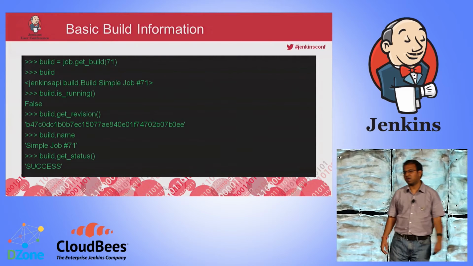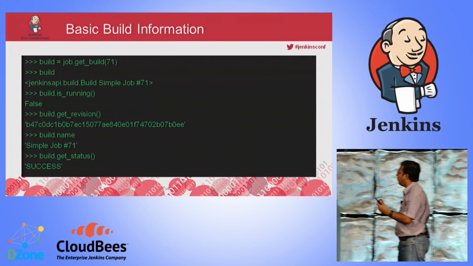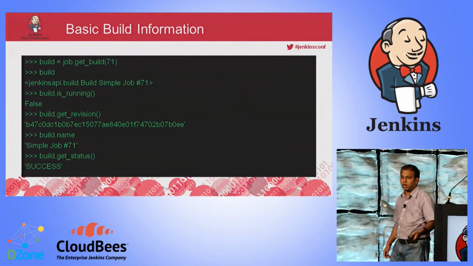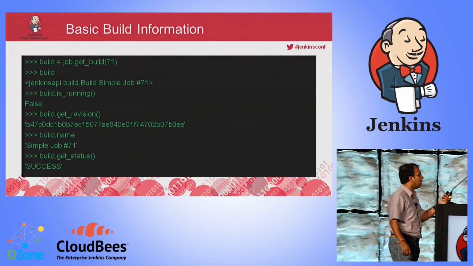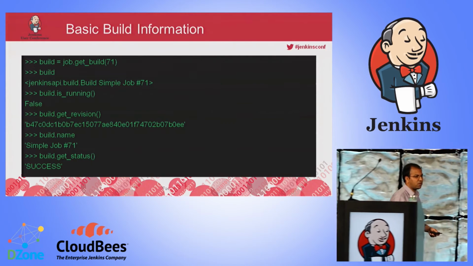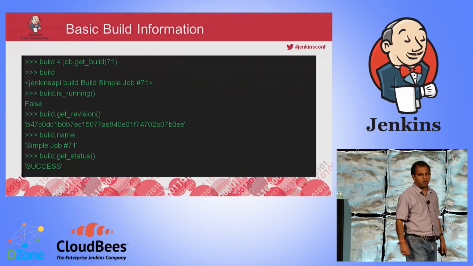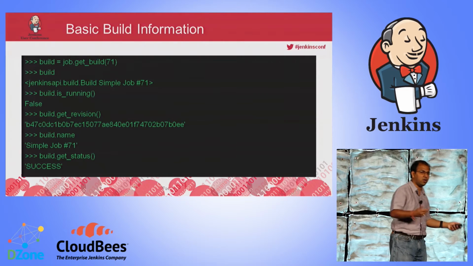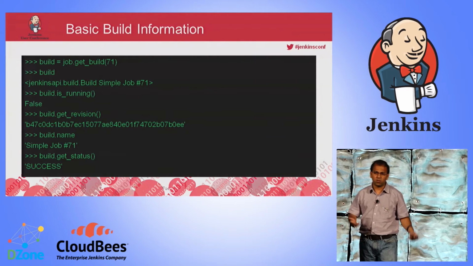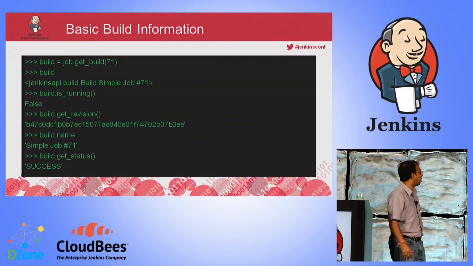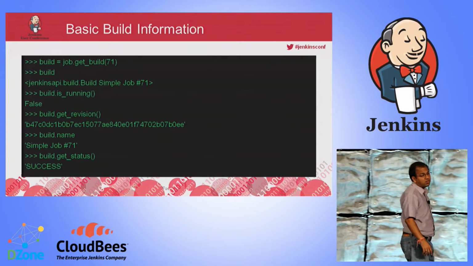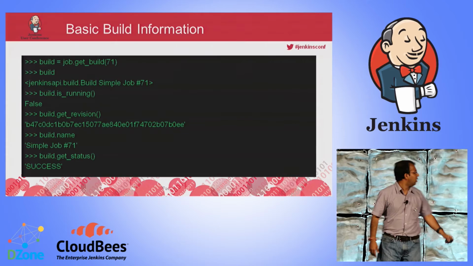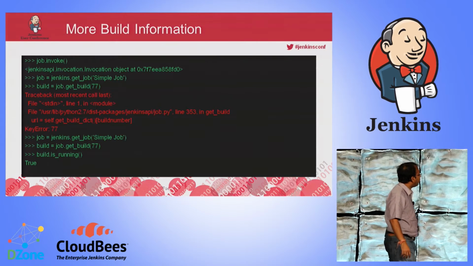Then you can check if it is running, and if it is, you can find the SHA, or whatever revision, whatever SCM you are using. You can find the right SHA or right revision number for it, and then maybe check if this is the right build, right SHA, right artifact. You can compare those based on whatever your use case is. And you can also check the status of the build. Is it success? Is it fail? And things like that.